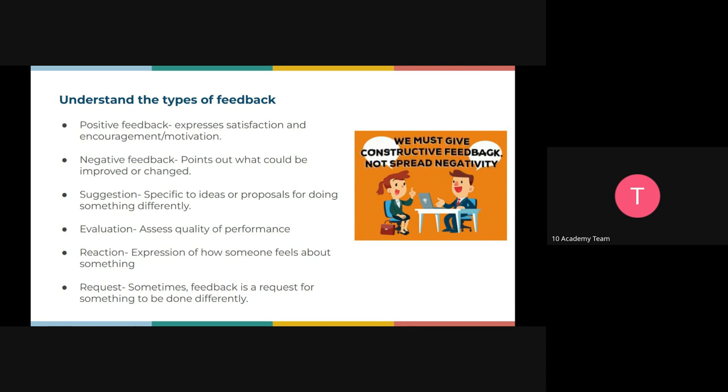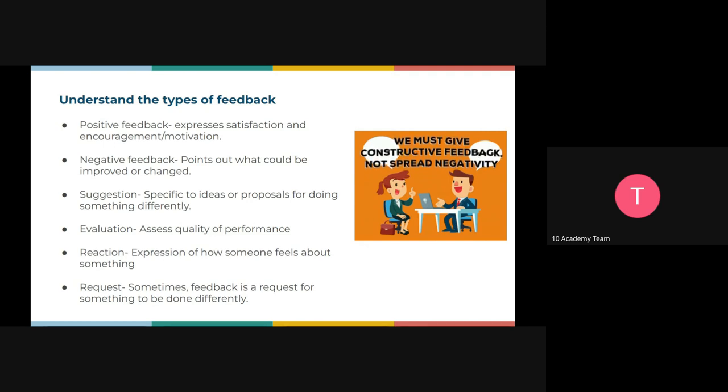So the first type of feedback is positive feedback. This is when you've done your work well and your manager or your boss tells you, or they express some satisfaction in your work and encourage you or motivate you to continue doing the same thing. That's positive feedback, and it always makes us feel very happy and good about ourselves.